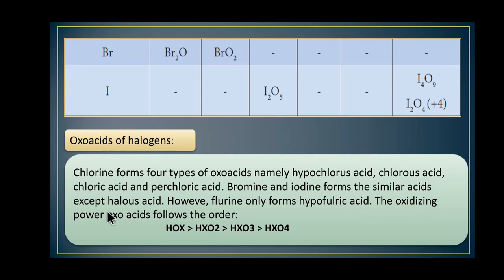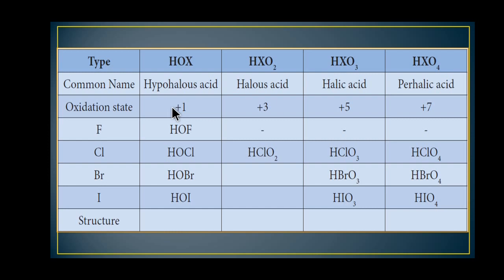The oxidizing power of oxoacids is in the following manner: HOX, then HXO2, then HXO3, then HXO4. We discussed the types: HOX is hypohalous acid, HXO2 is halous acid, then HXO3 is halic acid, then HXO4 is perhalic acid. These are the common names.